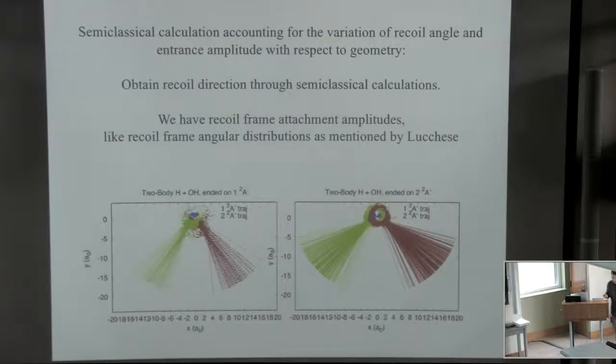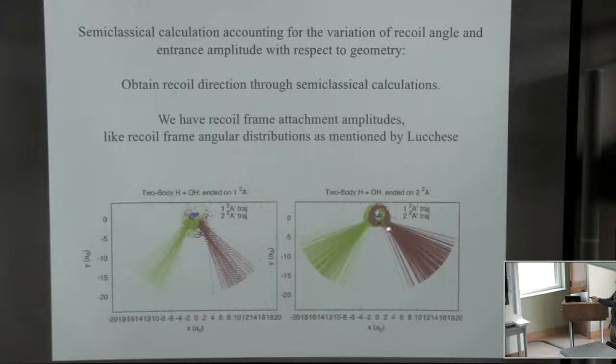So to predict angular distributions for this process, I've done classical trajectory calculations using Tully's surface hopping on these two coupled potential energy surfaces. According to the Wigner distribution, I choose a set of initial conditions. What I have here are the trajectories in the space-fixed frame.